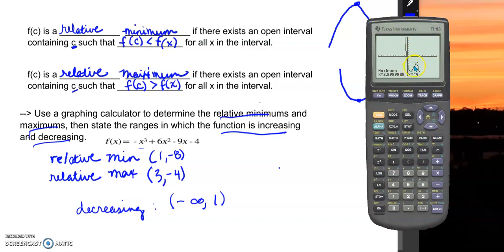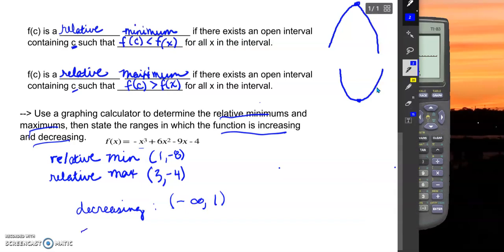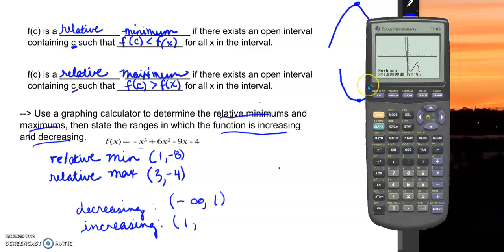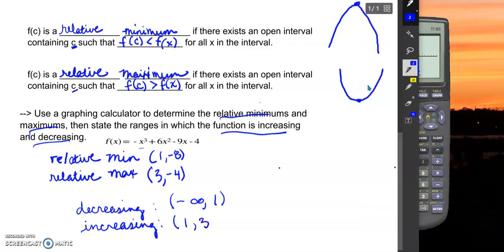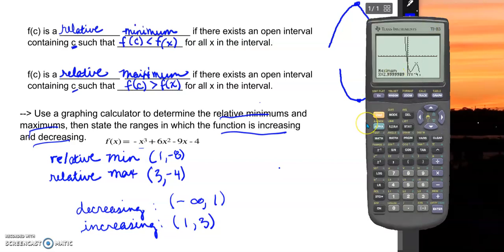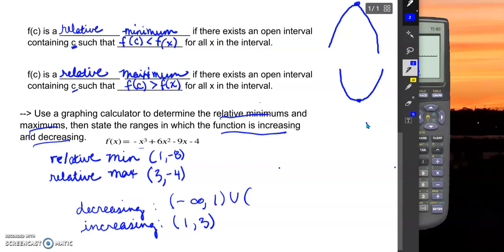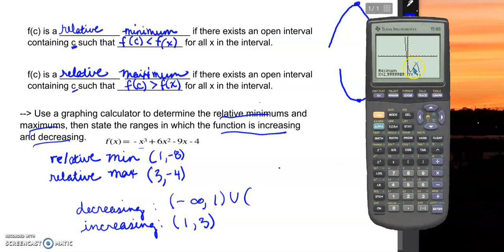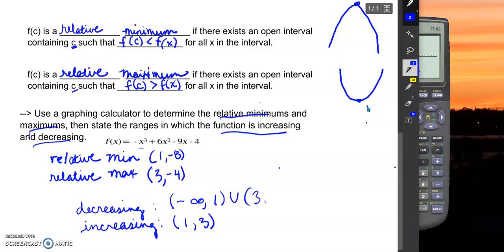Then what does it do? It starts increasing. It starts going up to the right. So we have an increasing section from 1 until we get to that relative max, which is at x equals 3. So from 1 to 3, we have increasing. And then we start decreasing again. So I'm going to do union and put this last section over here. It starts at x equals 3, and it goes out to infinity. Okay, so we have answered this whole question.